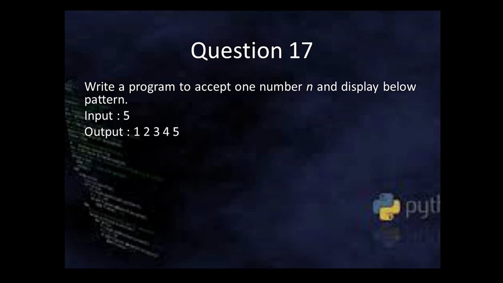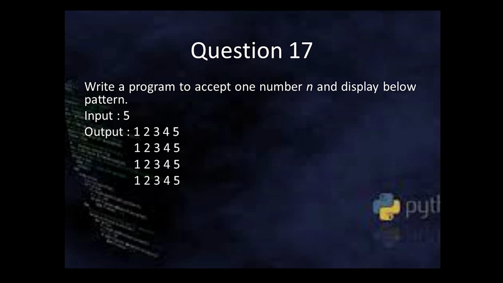Write a program to accept one number n and display the below pattern. Now, if the input is 5, the output should be like this: 1, 2, 3, 4, 5, repeated on each row. It means it should display a square of 5 by 5 size, but in each row, it should display the column number. That simple it is. Now this question, obviously, we have to solve using a nested loop.